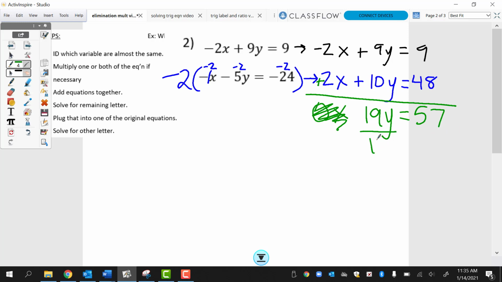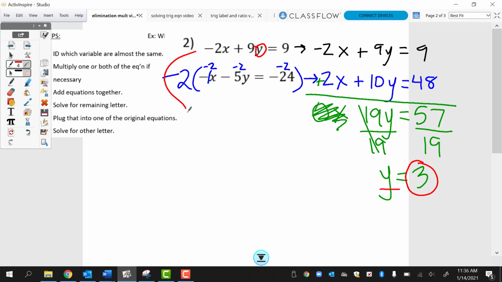I divide by 19. Divide by 19. 19 cancels out. I get y equals, I type 57 divided by 19, I get 3. Now I'm taking that 3 and I'm going to plug it in for y into one of my original equations. I always just do the first example.